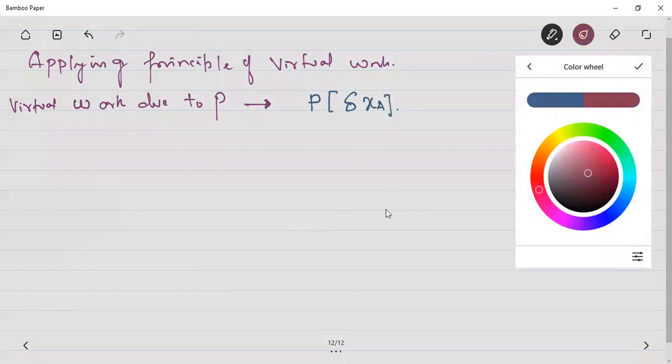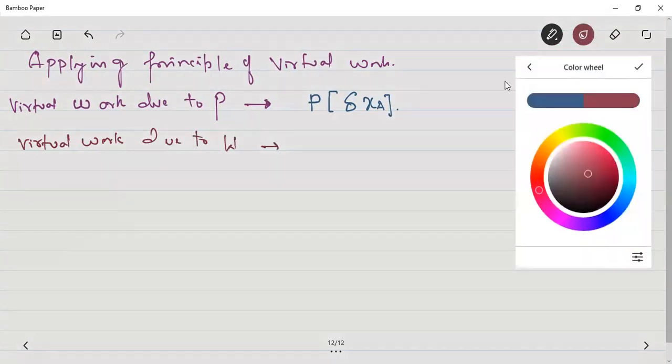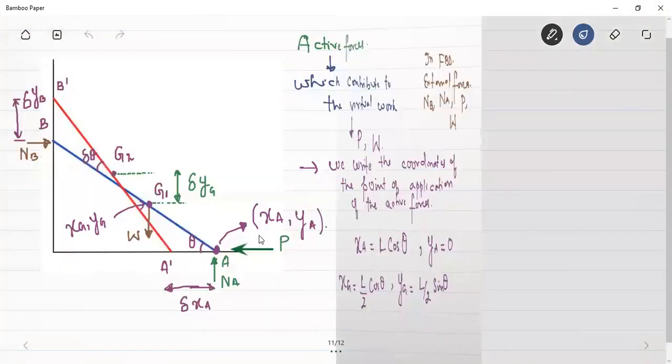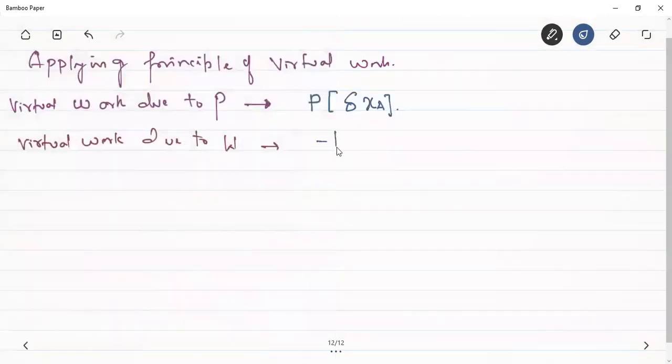Also, virtual work due to weight will be equal to, now see, this weight is in the vertically downward direction, while the center of gravity is moving upwards by a displacement, that is the imaginary displacement of delta YG. Therefore, this virtual work will be negative because the weight and the displacement are in the opposite direction.